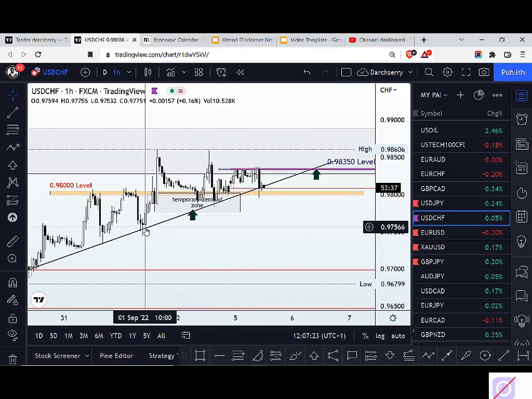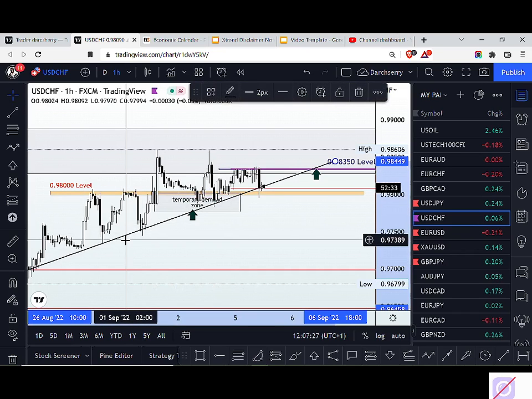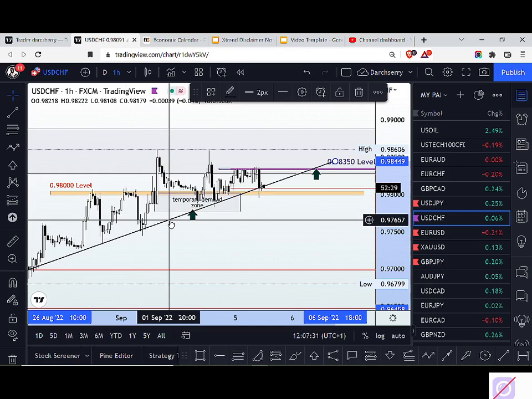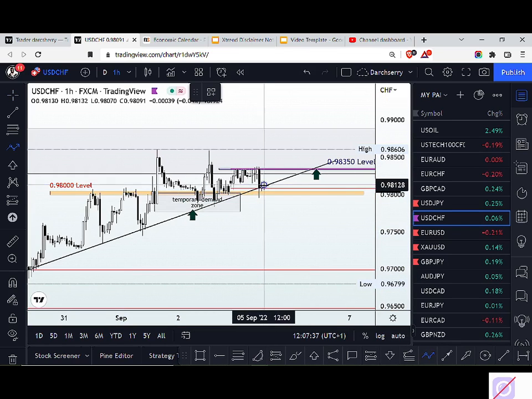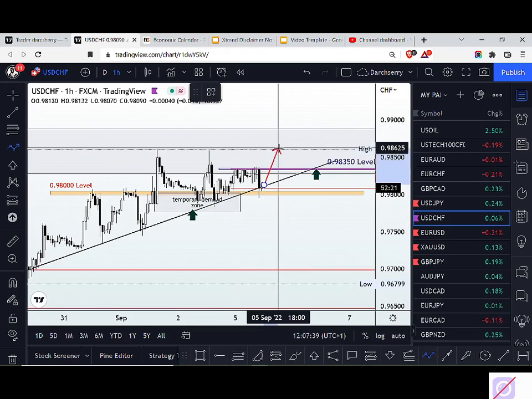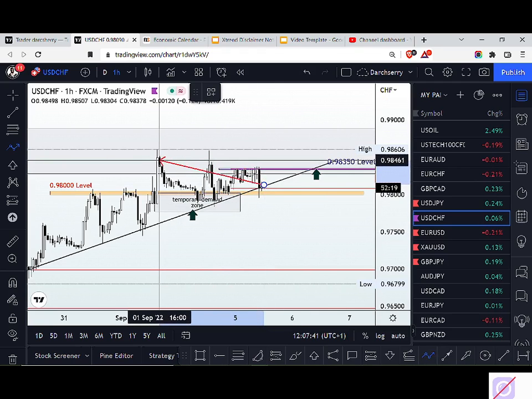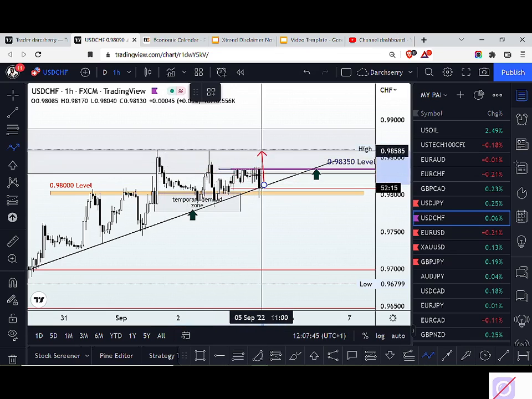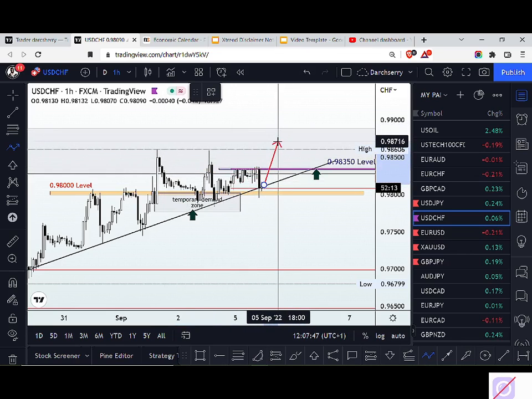Now, is this bullish trend line going to be respected to push price to the upside? We can only know this if price breaks out of the 0.98350 level, taking out all the selling positions that we cited here. Remember, we are still within a supply zone on the higher time frame.